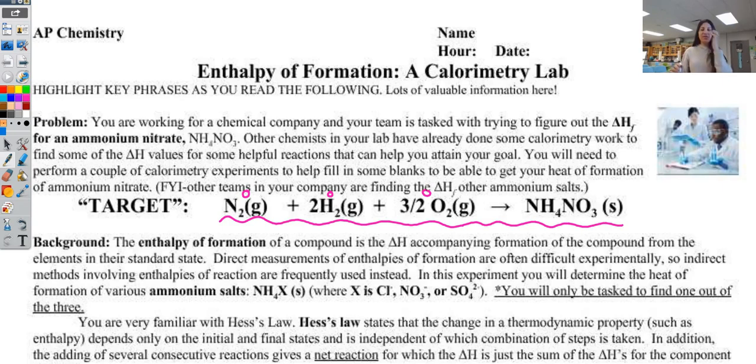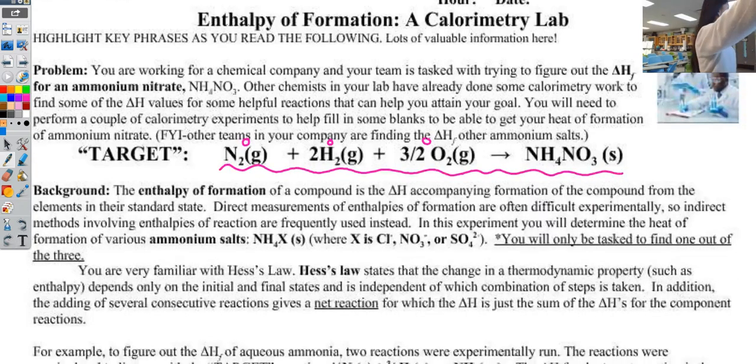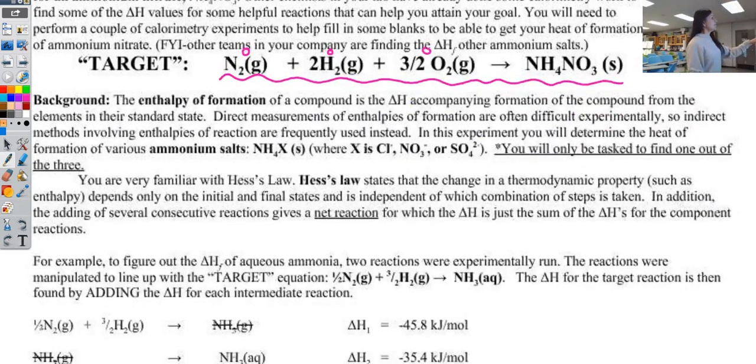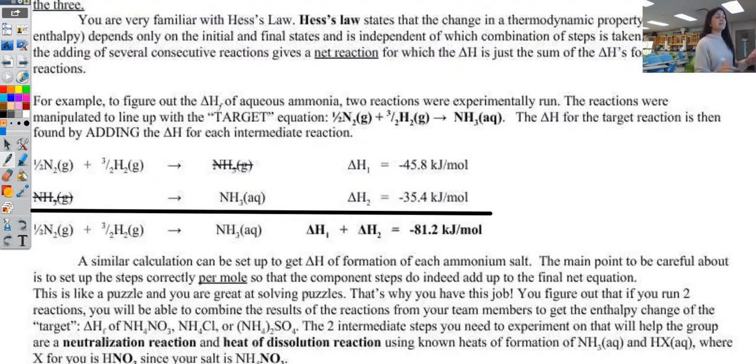Okay, so let me give you a little bit of background here too. This lab, if you were in class, would typically be a 3-part lab where some groups figure out ammonium nitrate, some groups figure out ammonium chloride, and other groups figure out ammonium sulfate. To simplify, we're going to end up just doing ammonium nitrate for this experiment. Okay. So there's a little bit on Hess's law, and then it talks about Hess's law manipulation.